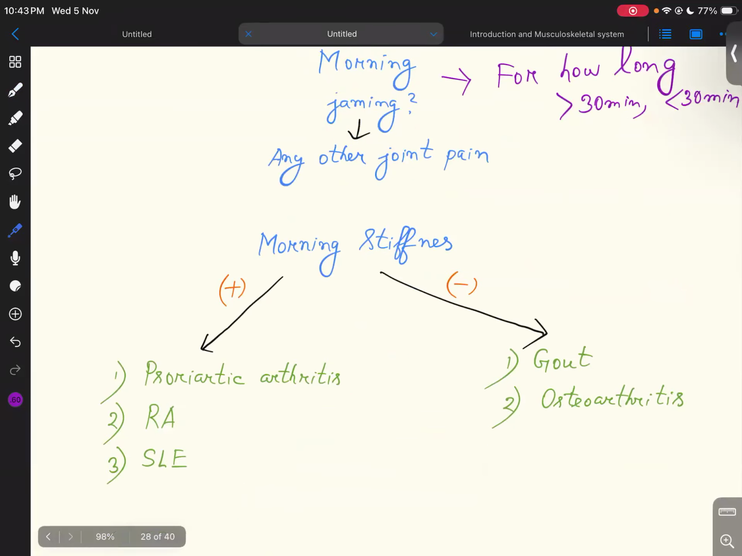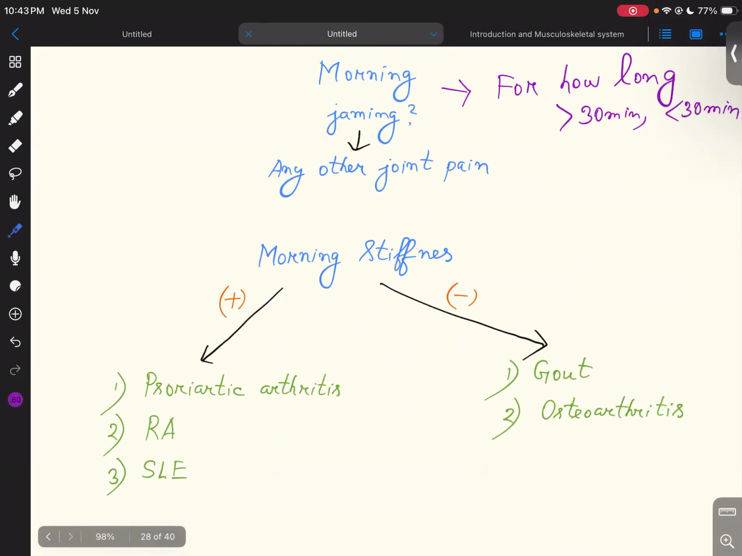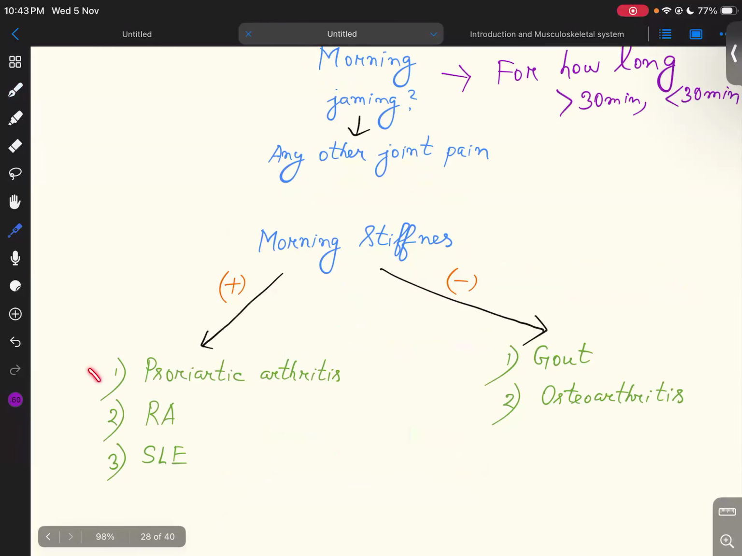So what are the differential diagnoses of hand pain that is due to joint pain? If the morning stiffness is positive, there are 3 differential diagnoses, either psoriatic arthritis, rheumatoid arthritis, or SLE. If the morning stiffness is negative, then this is due to mechanical. For the PACES exam, the 2 differential diagnoses you need to know are gout and osteoarthritis. And each of these cases has come in the PACES exam.